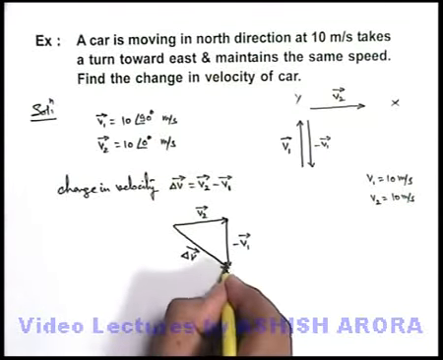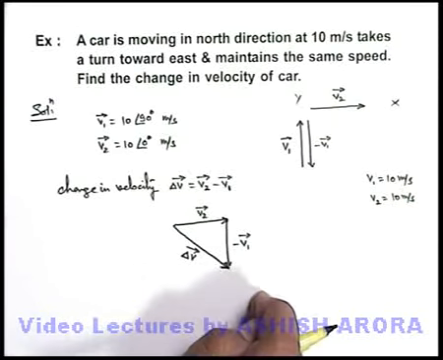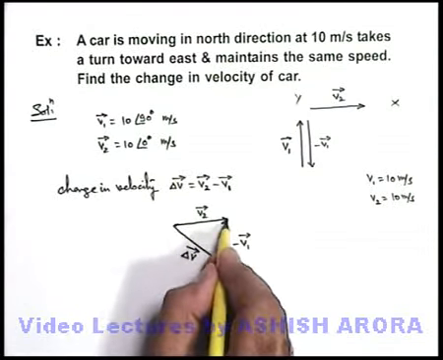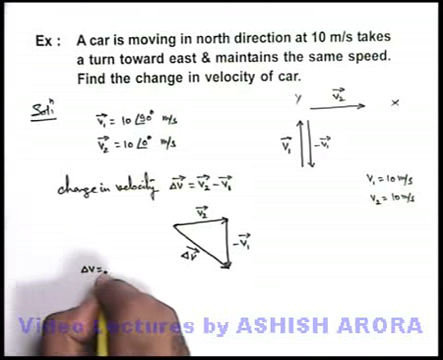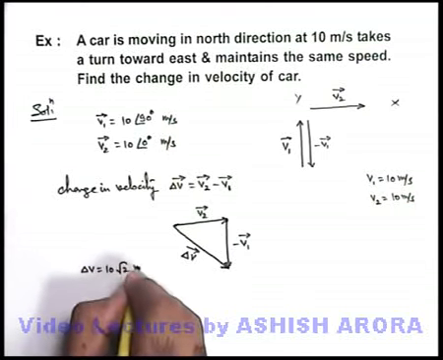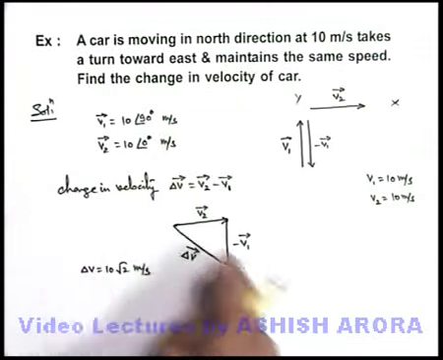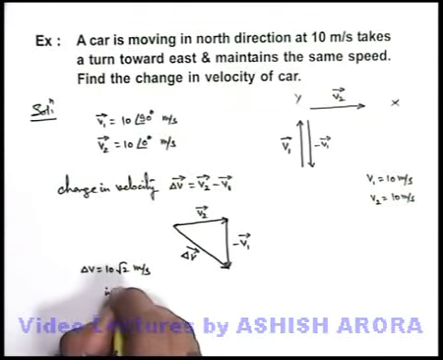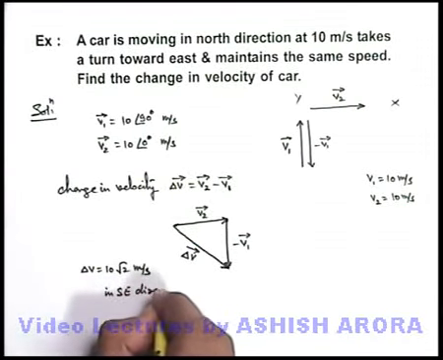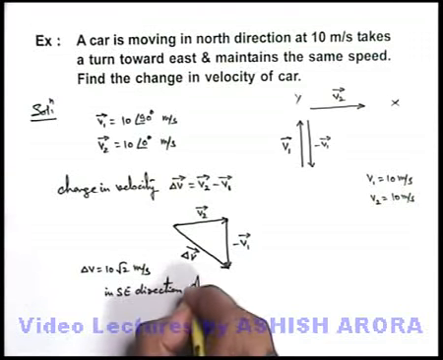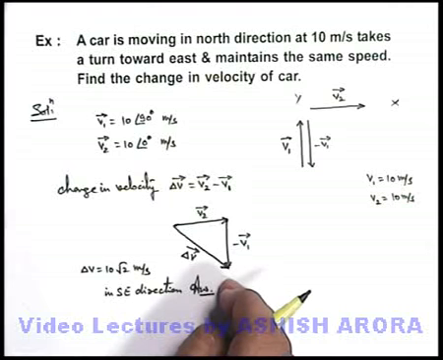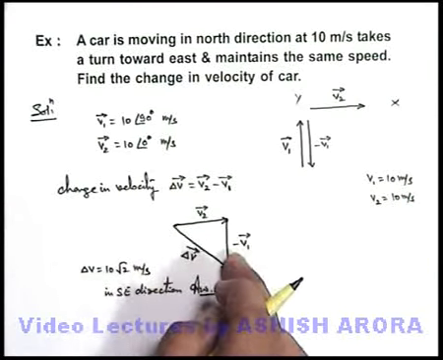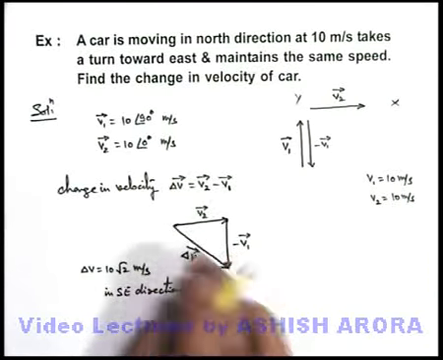You can see in which direction it will exist. This will be the direction which is southeast. And as the length of this vector and this vector are both equal to 10, the magnitude of this delta V can be simply written as 10 root 2 meters per second, which is the change in velocity in southeast direction. This is the answer to our question, which we can very easily evaluate by using vector addition, or you can also call it subtraction of vectors, and by drawing the vector triangle.